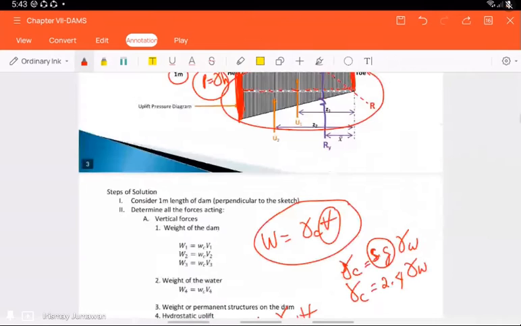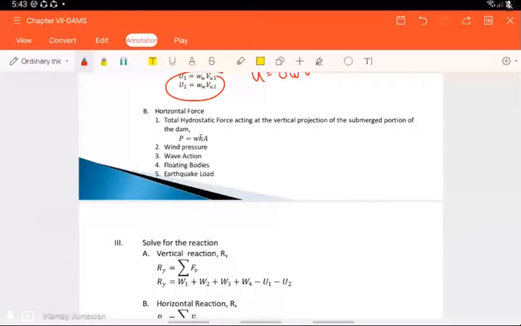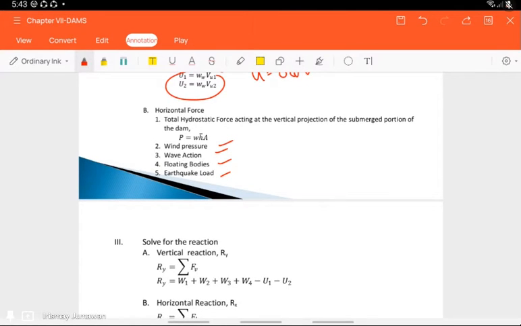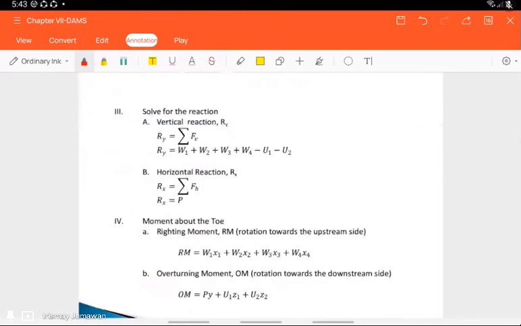Okay, so you have also that one. Then for the horizontal forces, we have wind pressure, wave, the floating bodies, you also have the earthquake load. So any forces acting on the dam, you have to consider. Then after that, you compute the load along horizontal and the load that is along vertical.